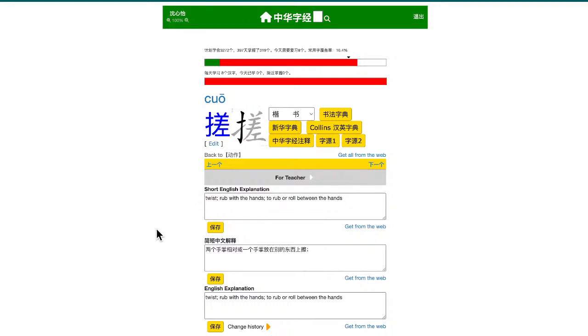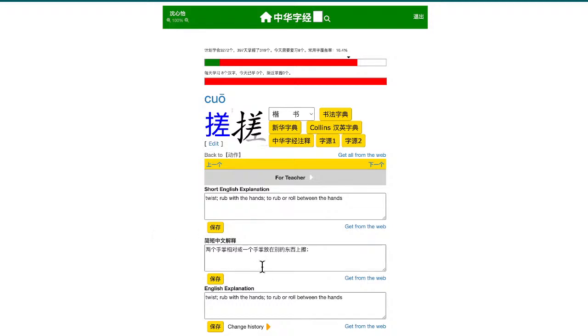Okay, 搓. 搓 means twist and rub. This action is when you put something between your palms and then rub it with your hands. This is called a 搓. So, rub or roll. You can go back and forth, or go around in a circle. Both these actions are called 搓.